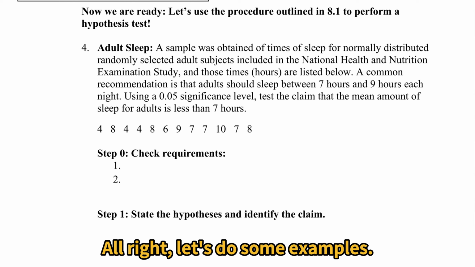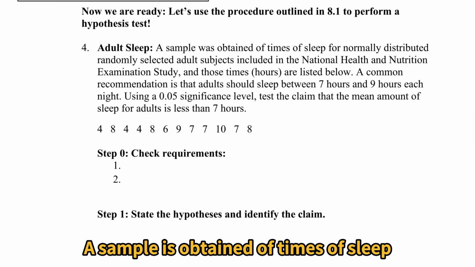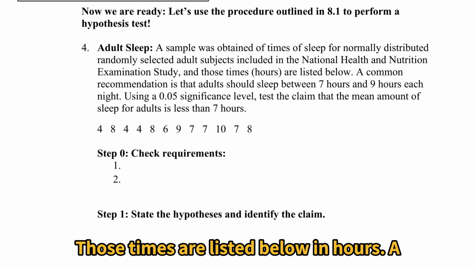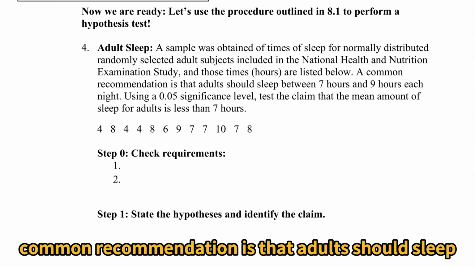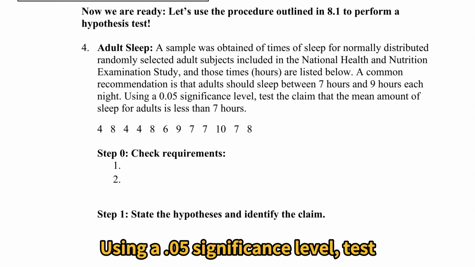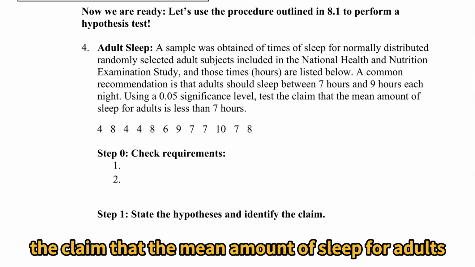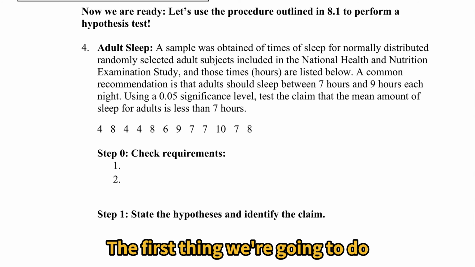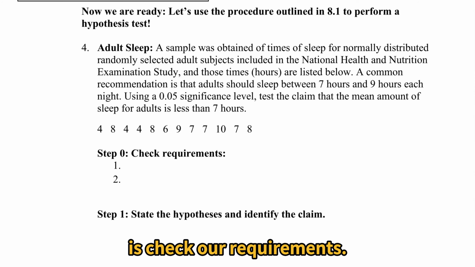All right, let's do some examples. A sample was obtained of times of sleep for normally distributed, randomly selected adult subjects included in the National Health and Nutrition Examination Study. Those times are listed below in hours. A common recommendation is that adults should sleep between 7 hours and 9 hours each night. Using a 0.05 significance level, test the claim that the mean amount of sleep for adults is less than 7 hours. The first thing we're going to do is check our requirements.